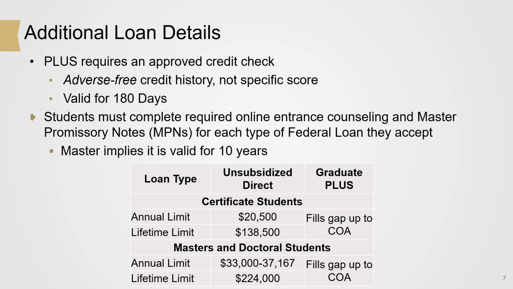Unsubsidized direct and Graduate Plus loans also have annual limits, so the maximum amount a student can receive in an academic year, as well as a lifetime limit. The unsubsidized direct will include any undergraduate loans that you have taken out, so be sure that you keep that in mind. In this table, you can see that depending on the type of studies that you are engaged in, your annual and aggregate or lifetime limits may differ.